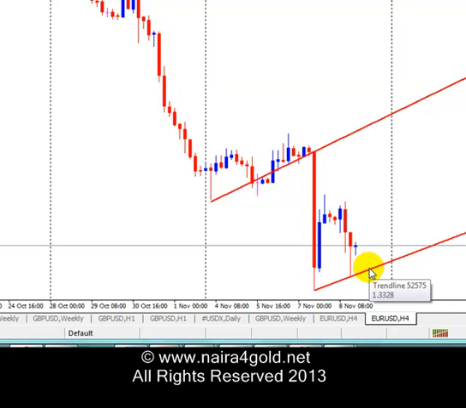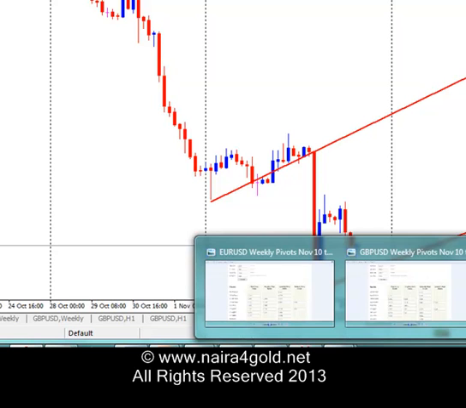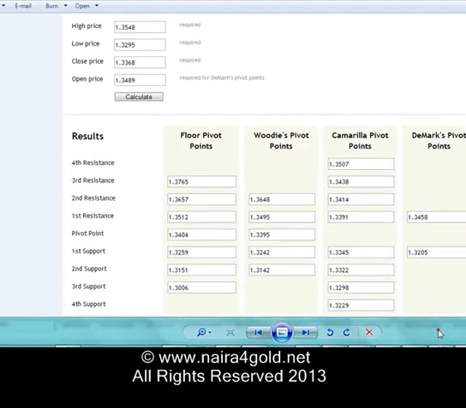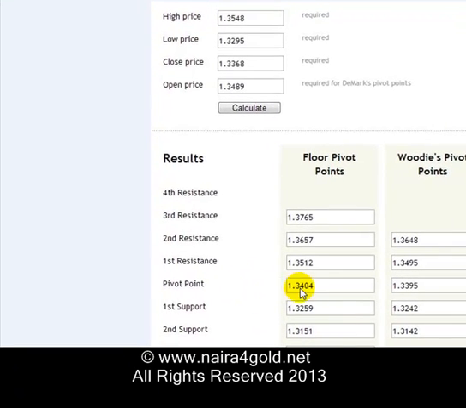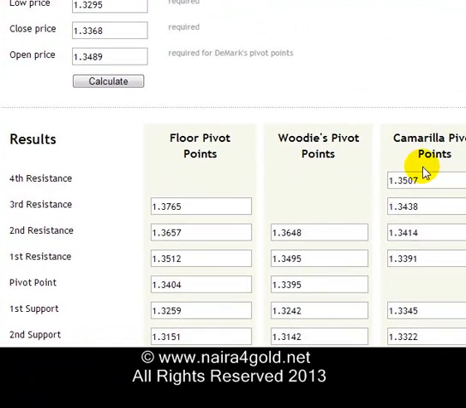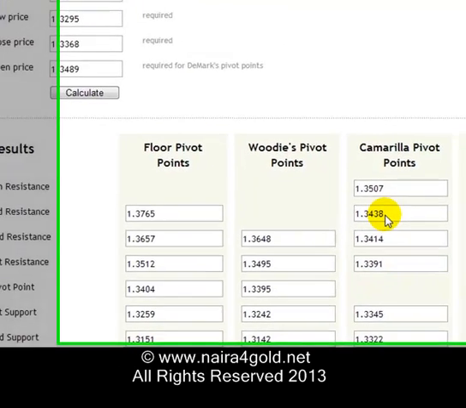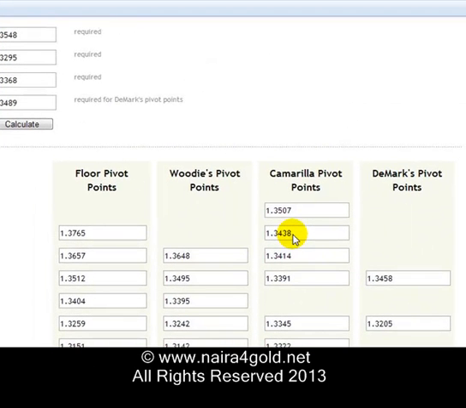Now on the pivot points analysis, I already have a screenshot for that, which I did earlier on. Based on this, for the weekly, we will be seeing floor pivot points at 1.3404, and we have around 1.3395 for the Woodies, and Camarilla sell is at 1.3438 level. And then for the max, there will be a 1.3458 test.